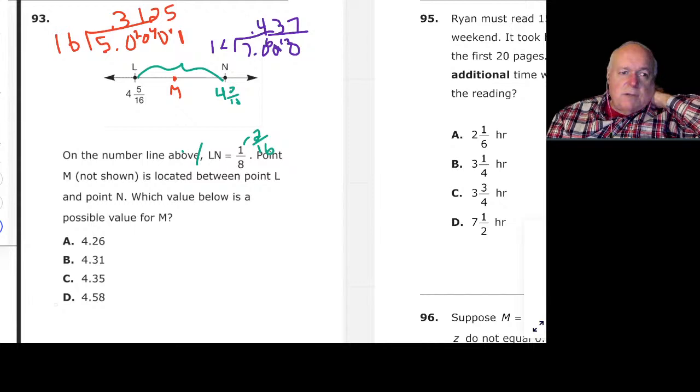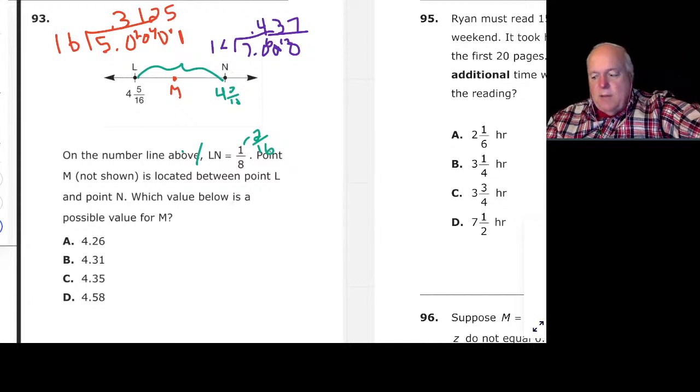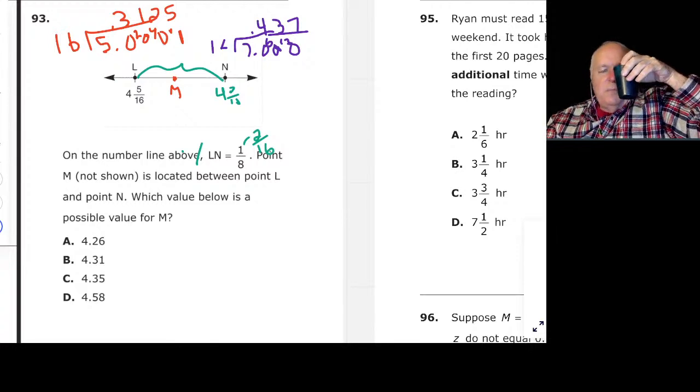So let me just reread the question to make sure I'm still in sync with it. So on the number line above, LN is equal to 1/8. Point M, not shown, is located between L and N. Good. What value below is possible for M? Okay. So now we have the 2 endpoints. So all we have to rule out is the 2 that don't matter. So if 4 5/16 meant it was 4.3125, then A is over here.